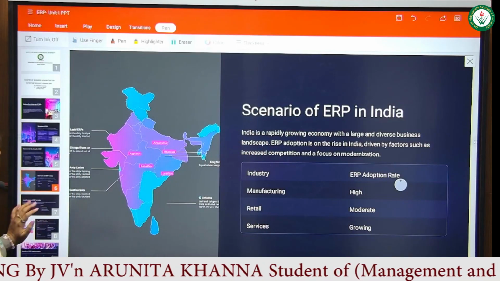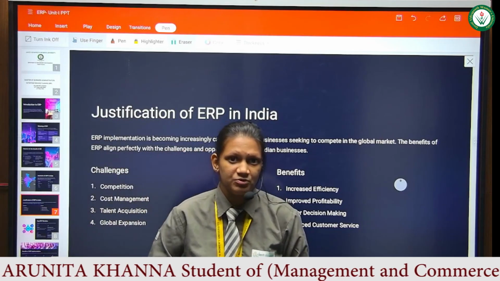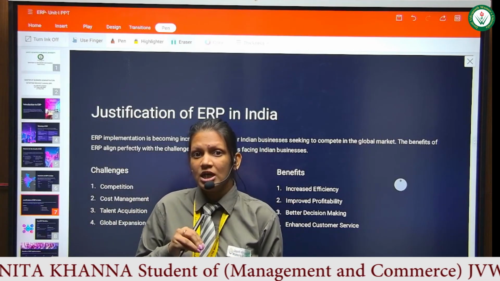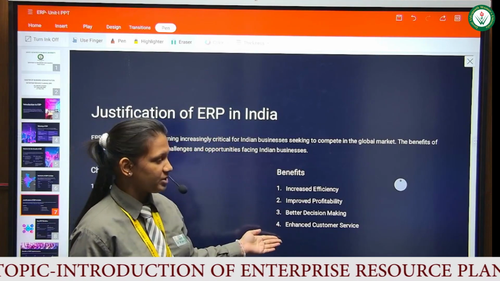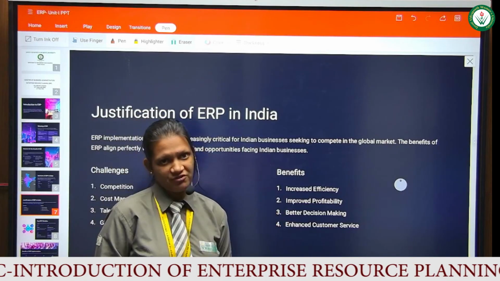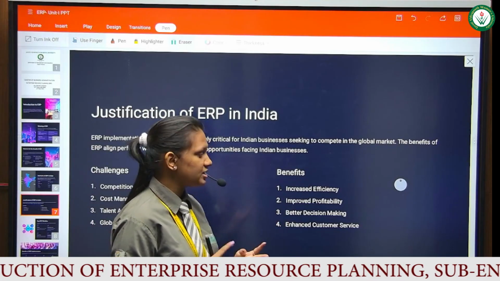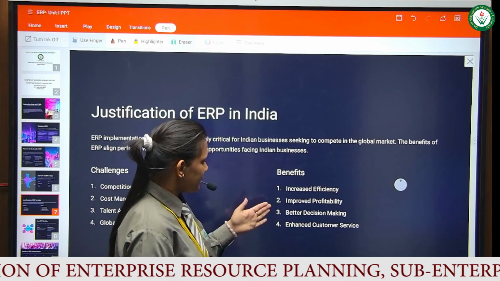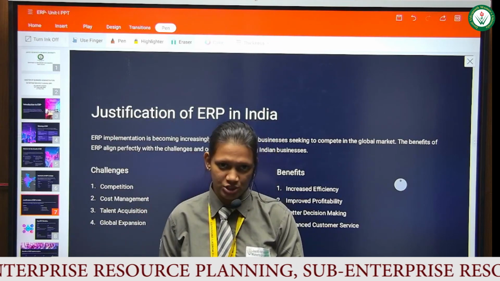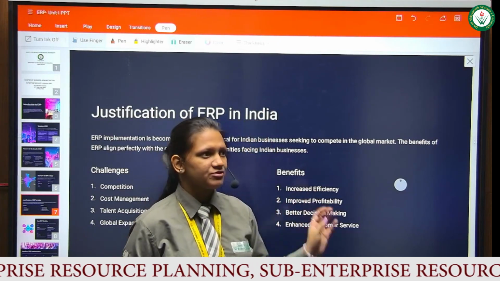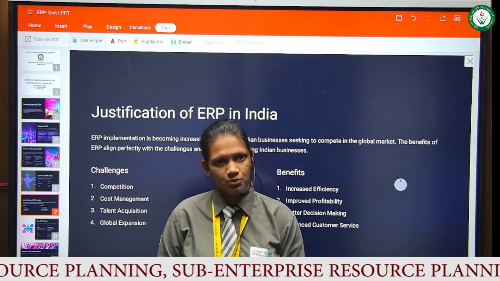Next is the justification of ERP. Why do we need ERP? We need justification for why we need to incorporate this in our country. Behind these are the benefits, which are increased efficiency, improved profitability, better decision making, and enhanced customer services. In decision making, whatever information we are giving into it, we have to come up with better decision making for improvement of our efficiency and working.